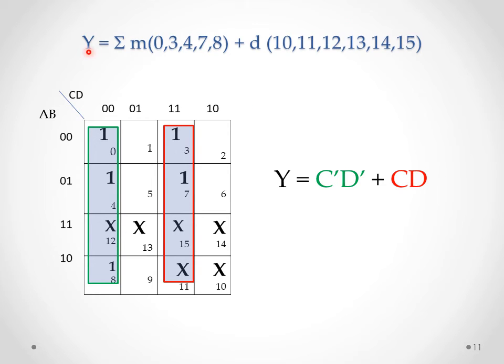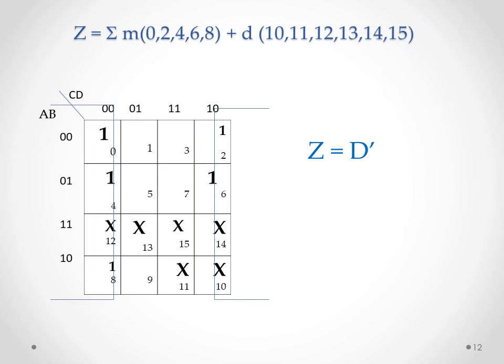And this is the sum of minterm expression for output Y. Now we place ones in the cells, and these 3 ones are grouped along with the don't care. So we got a 4 cell grouping, and similarly we made another 4 cell grouping like this. Now the logical expression for this grouping is C bar D bar, and here CD. This is the logical expression for output Y.